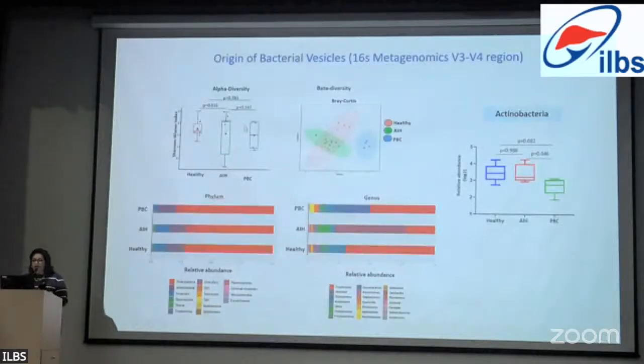So once we identified these EVs, we did the 16S metagenomics to know whether there is a difference in alpha and beta diversity. To our surprise, beta diversity of PBC and AIH were absolutely different. And we found that Acetobacteria-producing extracellular vesicles were significantly lower in PBC, whereas it is higher in AIH. So we can use Acetobacteria as an identifying molecule for PBC.